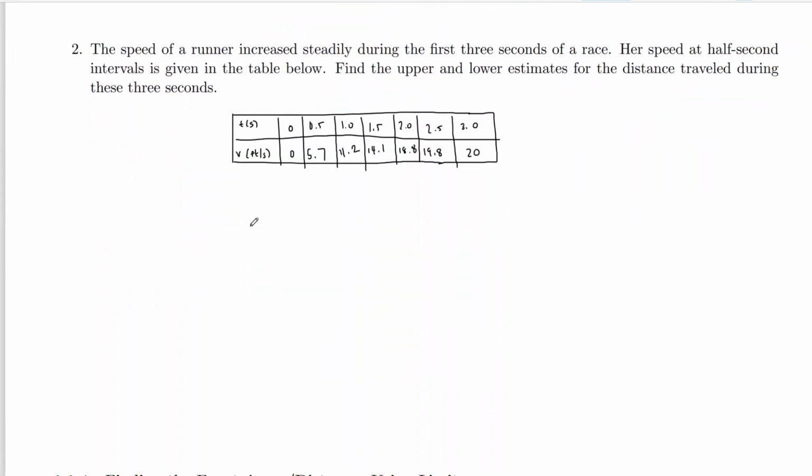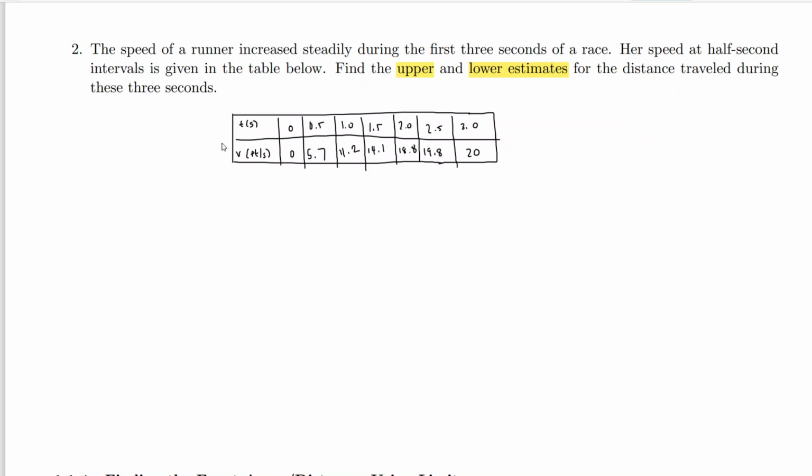Okay. Now I just want to do another one of these distance problems, but where this is a more realistic type of situation where you would actually do these area approximations to calculate something, because you don't actually have a function, you just have a table of values. So this one says the speed of a runner increased steadily during the first 3 seconds of a race, and her speed at half-second intervals is given in the table below. We want to find the upper and lower estimates for the distance traveled during these 3 seconds.